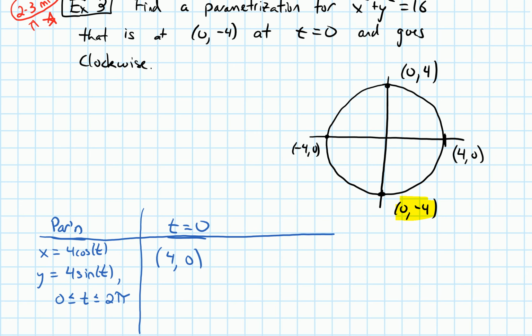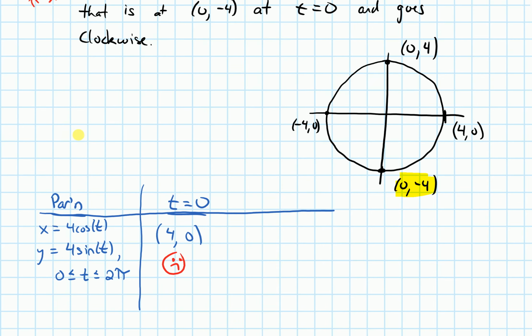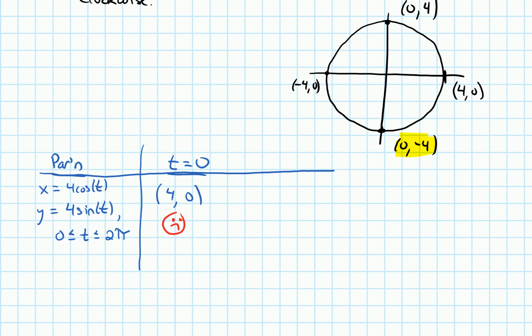Okay, so that's already not where I want to be. I don't want to start here. So I'm going to put a sad face. This did not work out. I'm not at the right starting point. So let's choose a different parameterization. I'm just going to make another row in this table. That time I started at 4, 0.